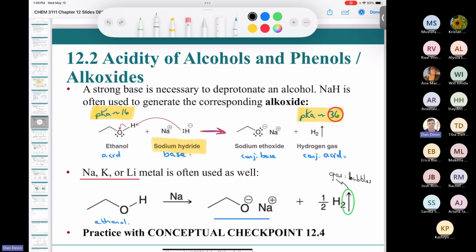So that's one of the driving forces of both of these reactions: you liberate hydrogen gas, and so it escapes the reaction mixture and pushes the reaction forward. Again, if you need to review Le Chatelier's principle, it might be wise to do that. Very important principle in chemistry.